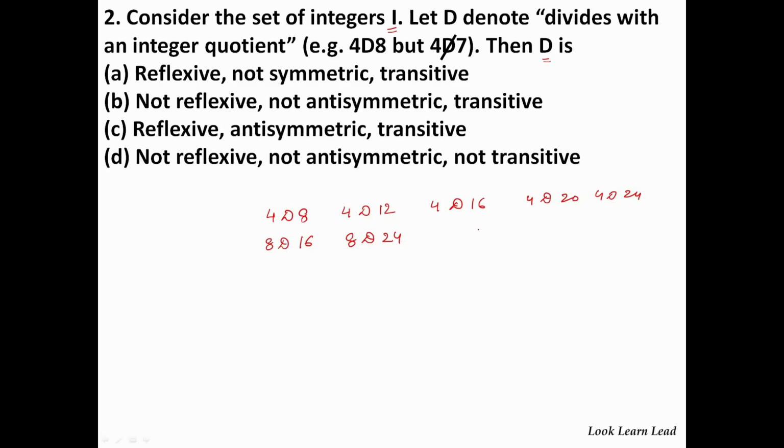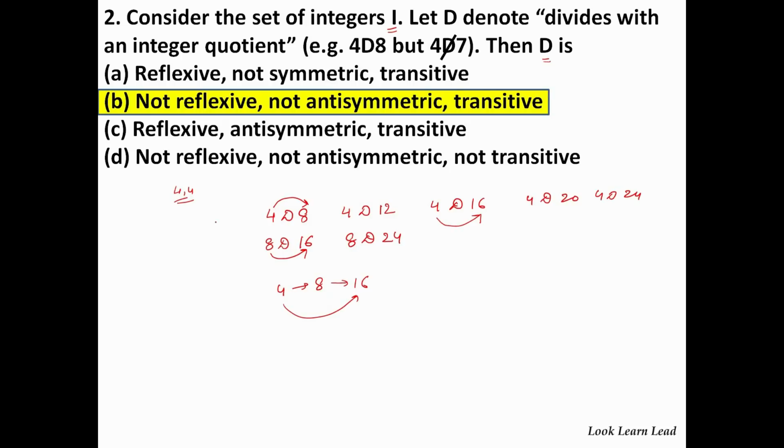Now we first check it for reflexivity. There is no reflexive relation, so it is not reflexive. For antisymmetric, there should be two elements like 4 and 4, so it is not antisymmetric also, but it is transitive. We'll see how. 4 divides 8, 8 divides 16, then 4 also divides 16. That is transitivity. So the answer would be B: not reflexive, not antisymmetric, and transitive. This was the second question.